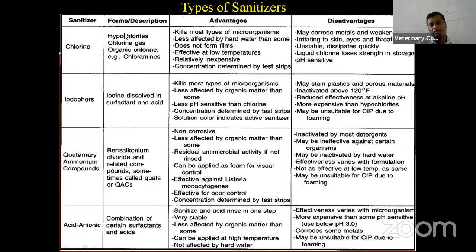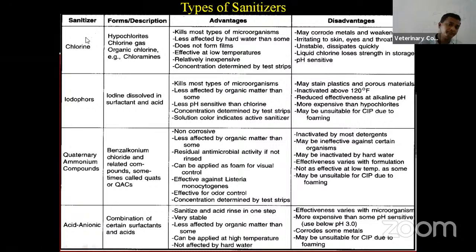Chlorine can be applied, as we discussed in one of the classes, as a gas, as a liquid, as a solid. Solid means bleaching powder. And it kills the majority of the vegetative microorganisms. However, chlorine is ineffective in killing bacterial spores and certain viruses. And chlorine being a reactive halogen, it corrodes metals and weakens rubbers. And chlorine handling is difficult because it irritates the eyes and throat, and it is also unstable. Okay, and pH sensitive also. At extremes of pH, the chlorine won't work.